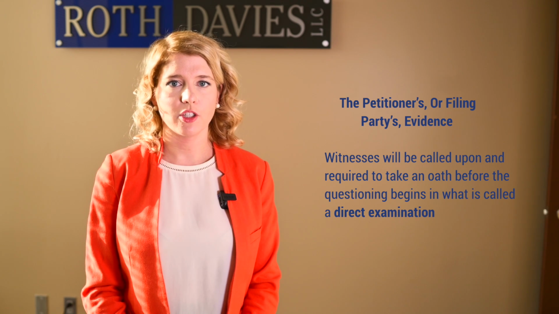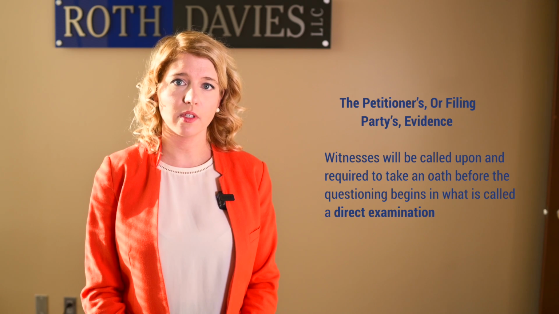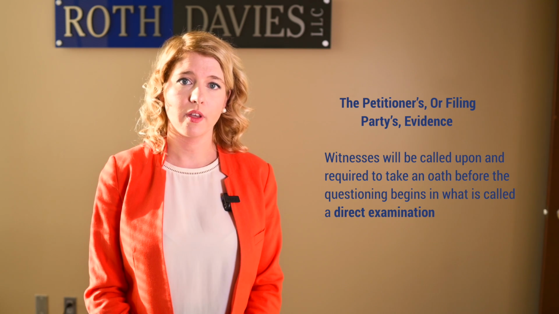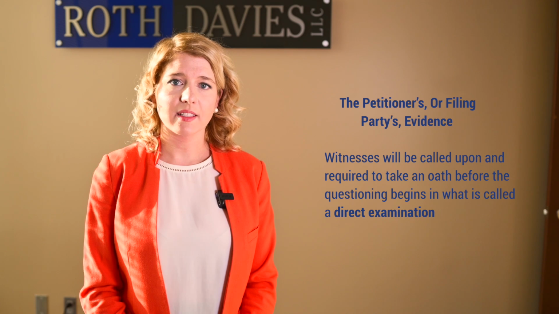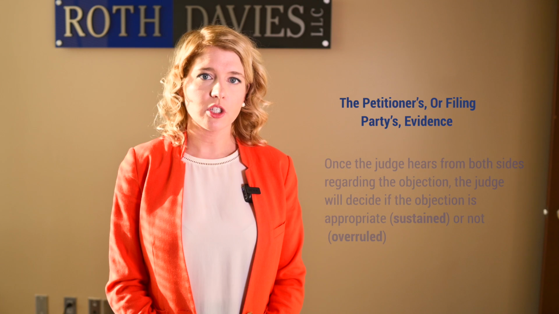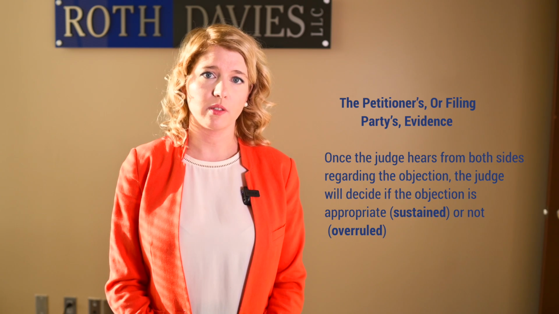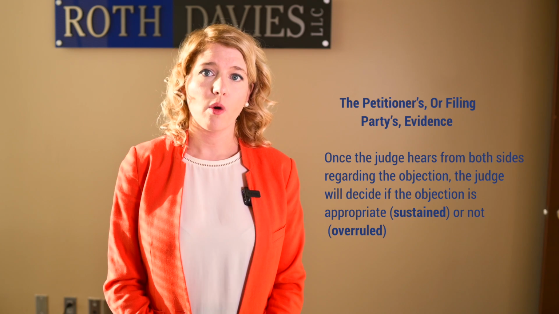During the direct examination, the opposing attorney is allowed to make objections if he or she feels the opposing attorney is violating some rule. For example, if the attorney is asking leading questions, the opposing party can object. Once the judge hears from both sides regarding the objection, the judge will decide if the objection is appropriate, which means sustained, or if it's not, which means overruled.